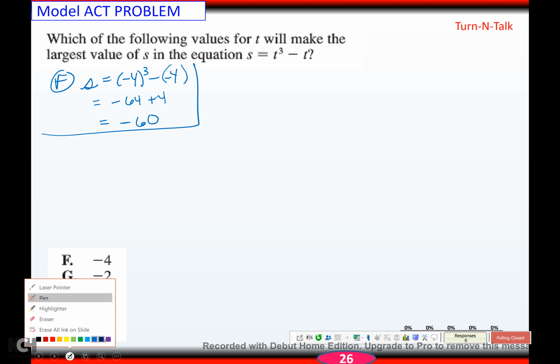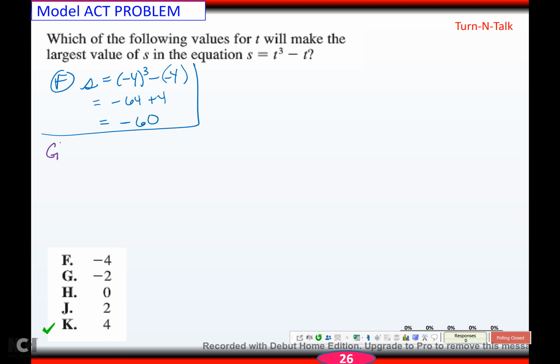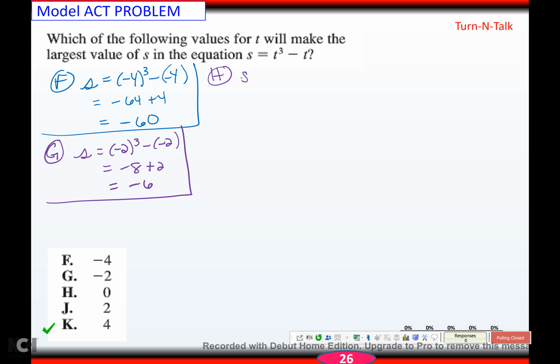Okay, let's try G. If I plug in negative 2, I have s equals negative 2 cubed minus a negative 2. That's going to give me negative 8 plus 2, which gives me negative 6. For h, if I plug in 0, I get s equals 0 cubed minus 0, which gives me 0.